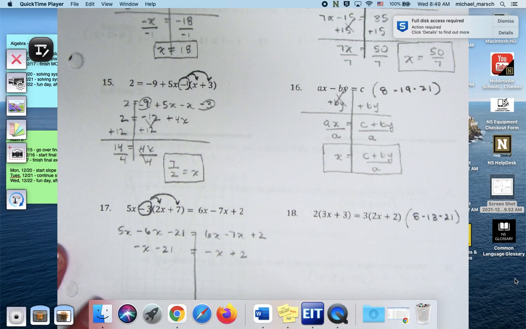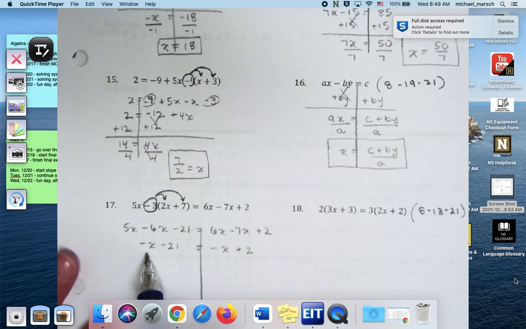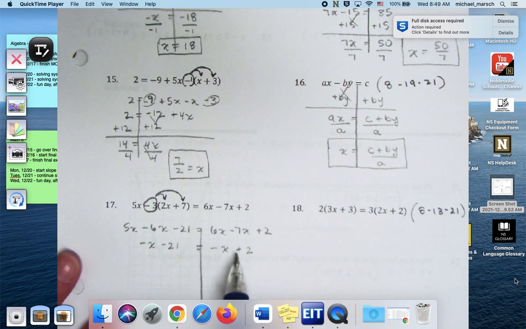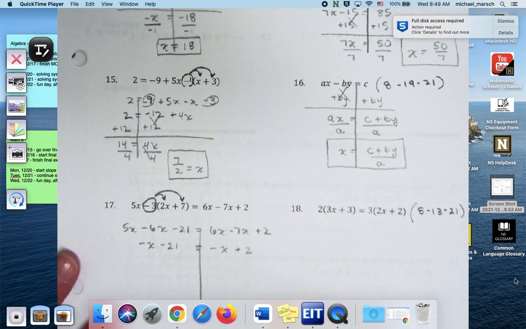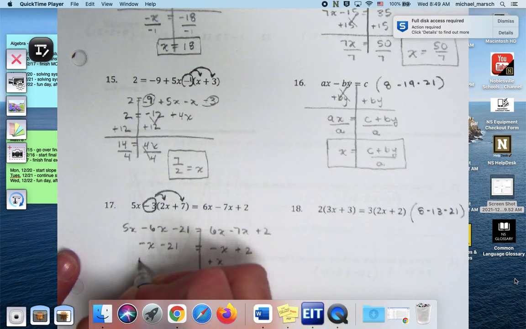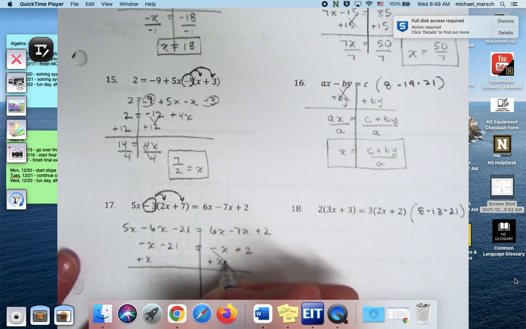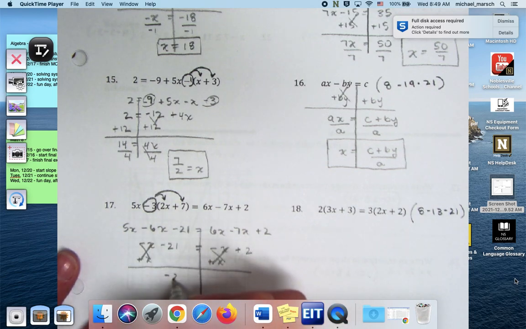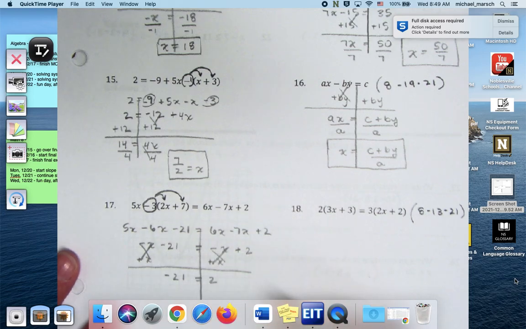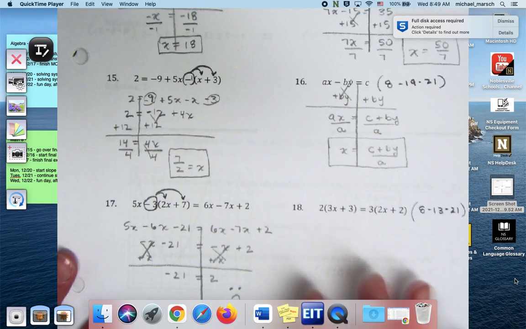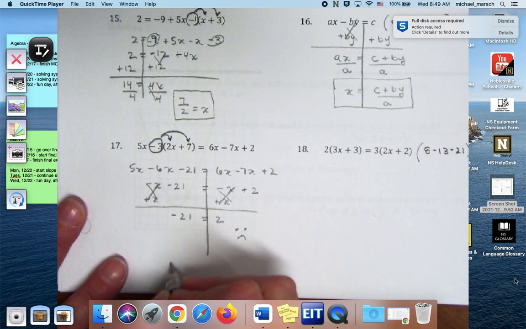So right here, you probably noticed that this will never be the same, because the opposite of x minus 21 will never equal the opposite of x plus 2. But if you didn't see that at that point, if I add x on both sides, my x's are now gone. So now I'm left with negative 21 equals 2. That's not a thing. So my actual answer here is going to be no solution.